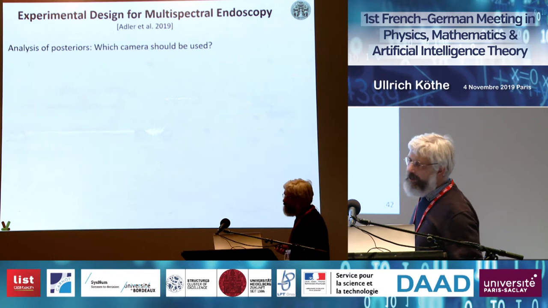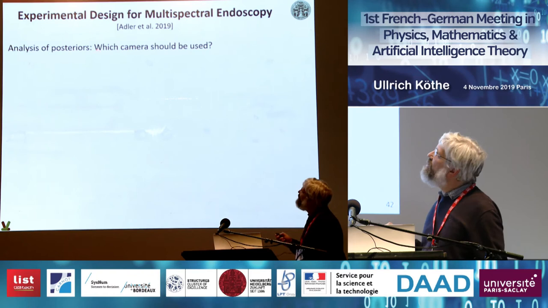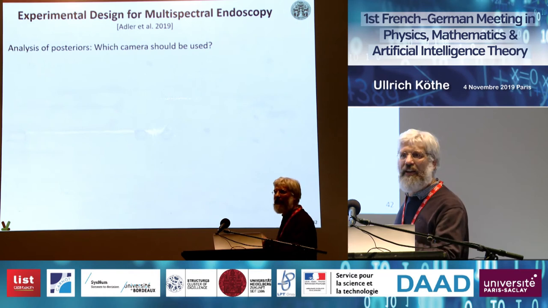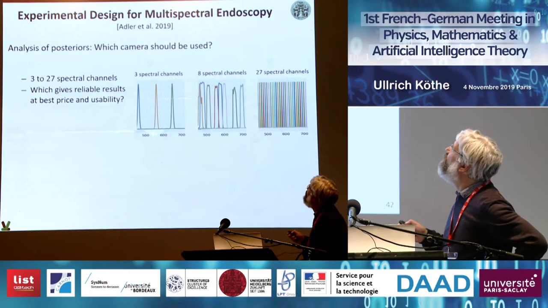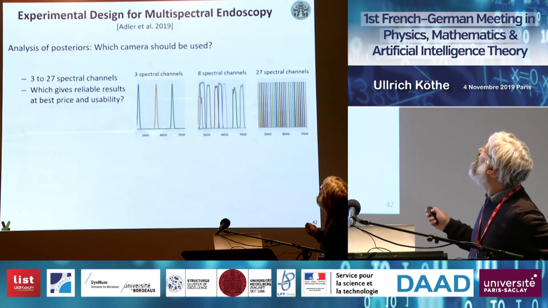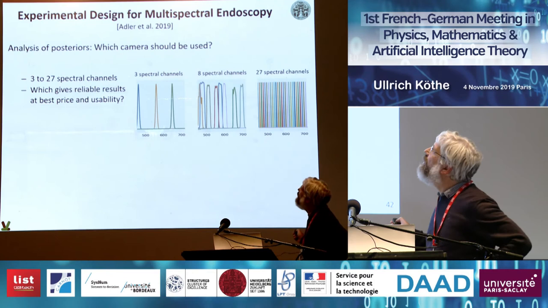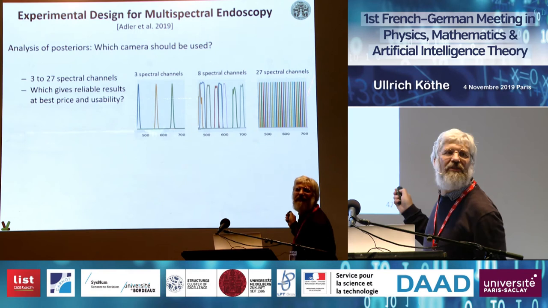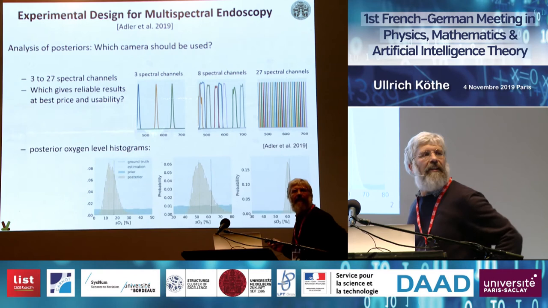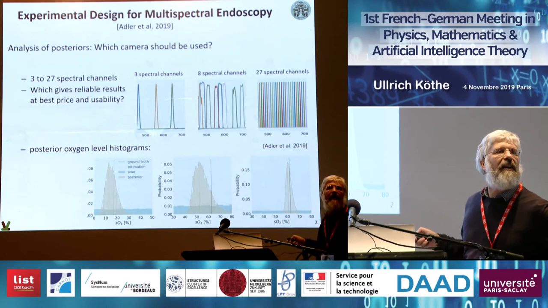Another application of this method is design of experiments. Which camera is the best choice to detect blood oxygenation? Our collaborators tried 3 different cameras: a standard RGB, then one camera with 8 spectral channels, and one with 27 spectral channels. And of course, this is really, really expensive. So you wouldn't like to use this 27 channel camera if you don't have to. Since our method gives us full posteriors, we can analyze the uncertainty of each of these cameras in the oxygenation parameter.